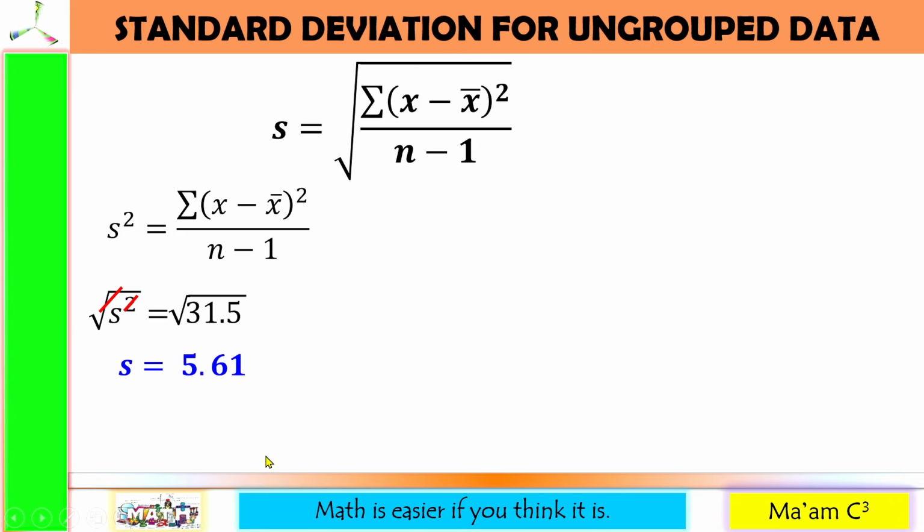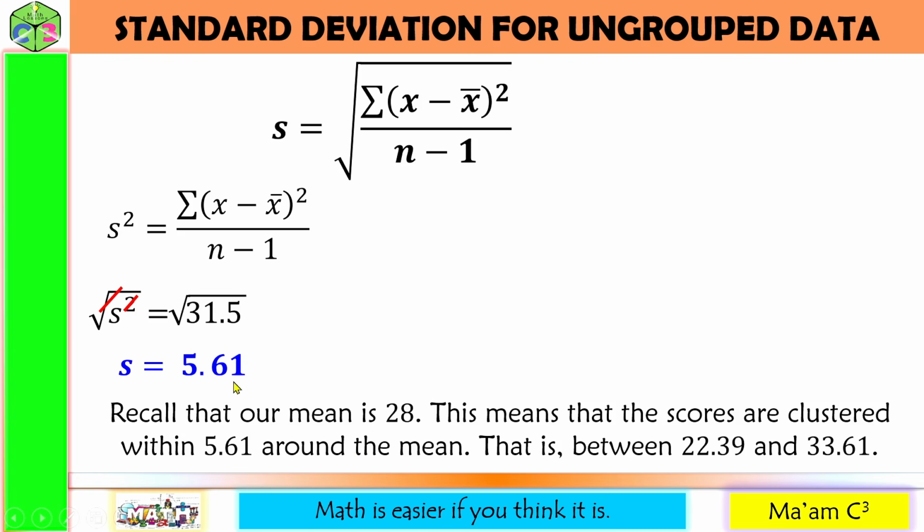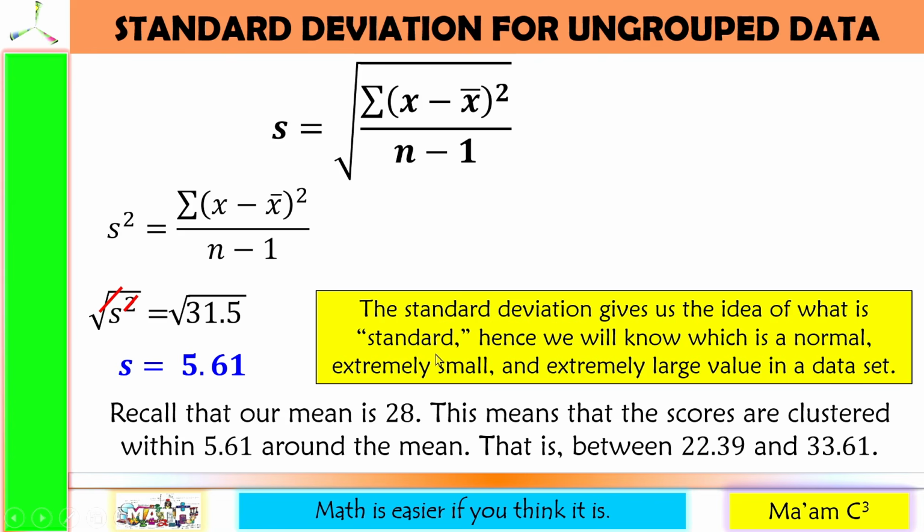5.61. Recall that our mean is equal to 28. So this means that the scores are clustered within 5.61 around the mean. That is between 22.39 and 33.61. How did we get these values? 28 minus 5.61 is 22.39. And 28 plus 5.61 is 33.61.